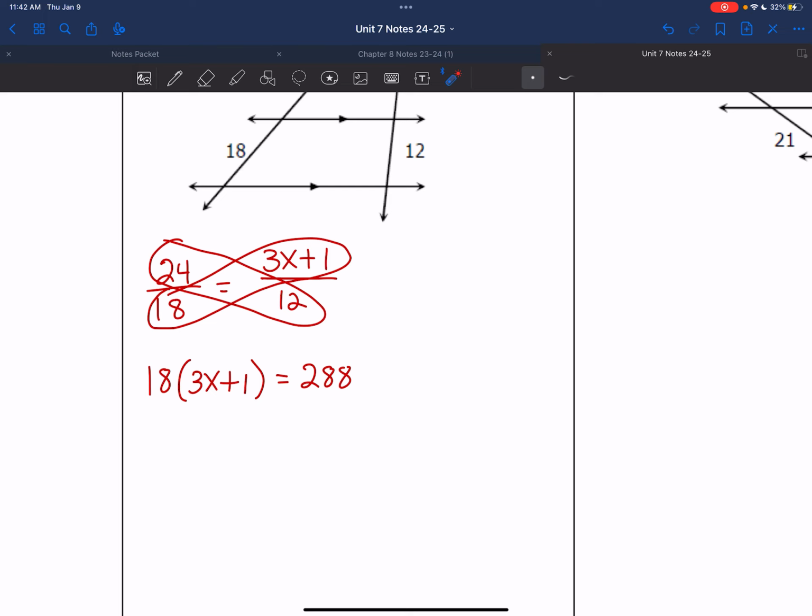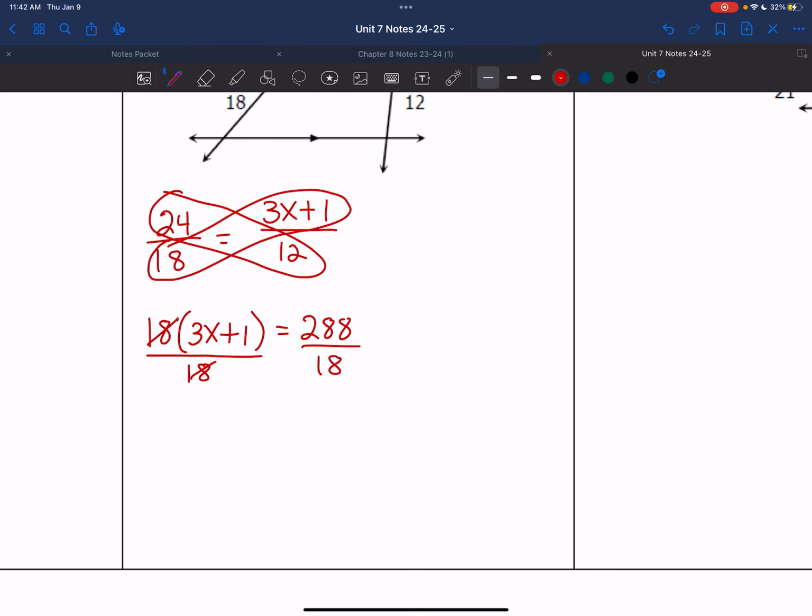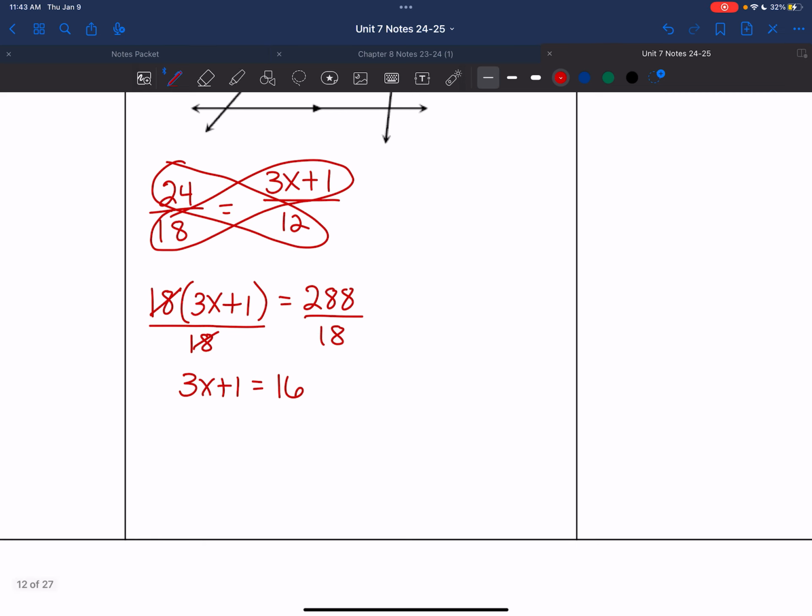And from here, you can actually do 2 different ways. You can distribute this 18 onto each part of the binomial and then simplify and solve. Or what I like to do is I like to just divide by that 18 at the beginning and just get rid of it immediately. So the 18's cancel, and I'm left with 3x plus 1. 288 divided by 18, that gives you 16. And it just makes it a whole lot easier so I don't have as big of numbers. So subtract 1 on each side. That gives me 3x equals 15. Divide by 3. And so I'm going to get x equals 5.